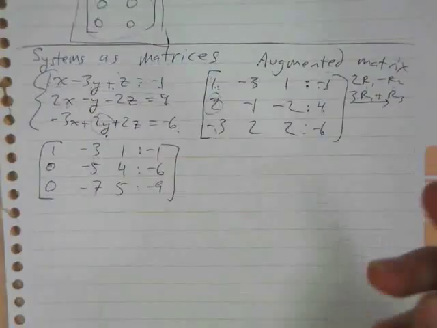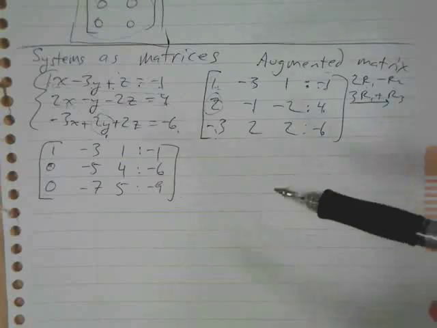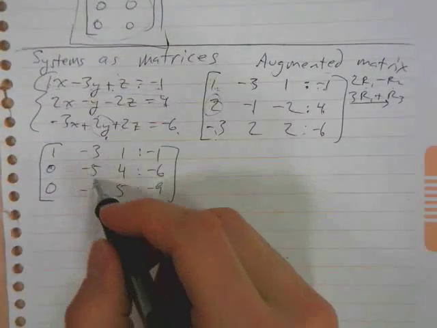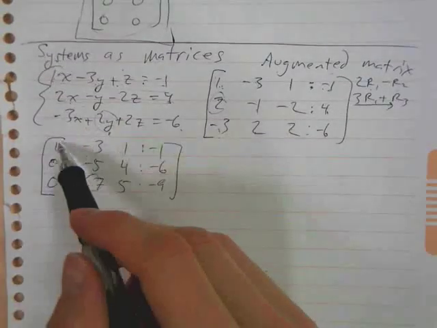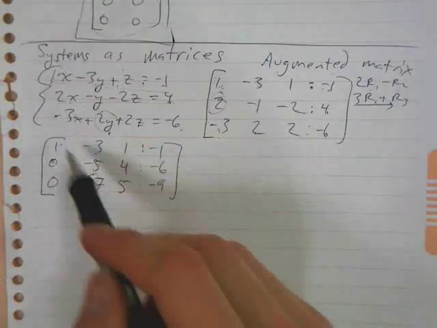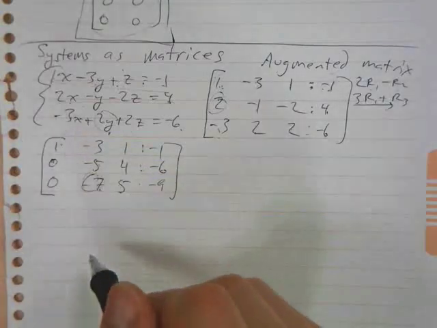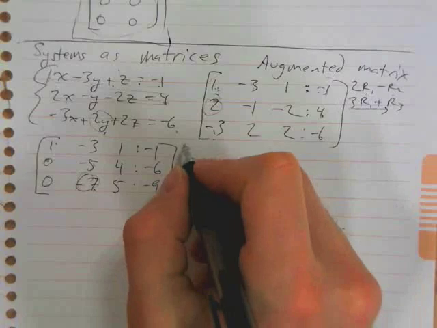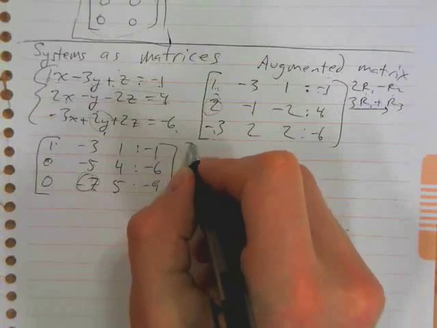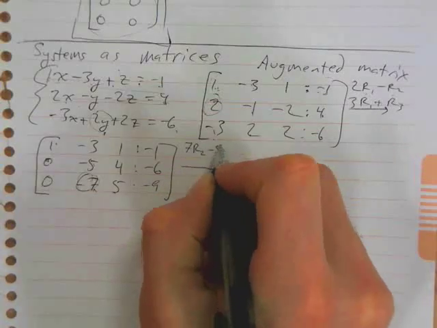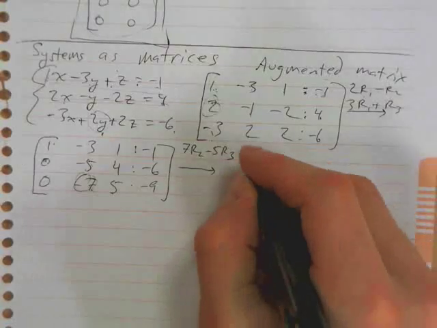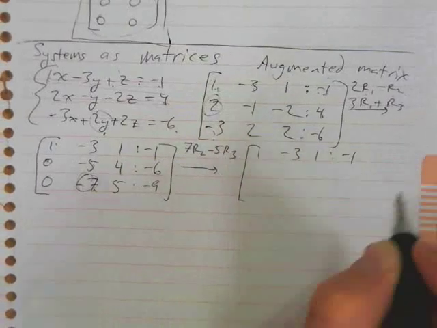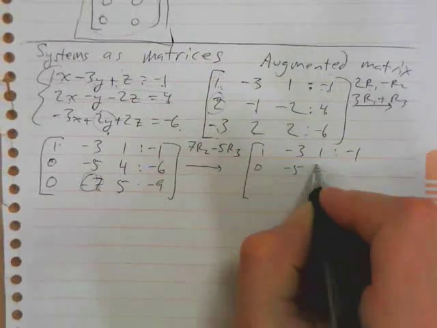All right. The next step in our Gaussian elimination is to get rid of this other entry below the diagonal. So we're going to want 1s on the diagonal, and we're going to want zeros below the diagonal. And to do that, we can take 7 times row 2 minus 5 times row 3, which may not be the nicest numbers to work with, but we'll get through it. First row stays the same. Second row stays the same.